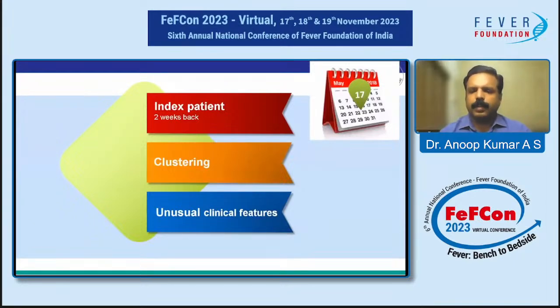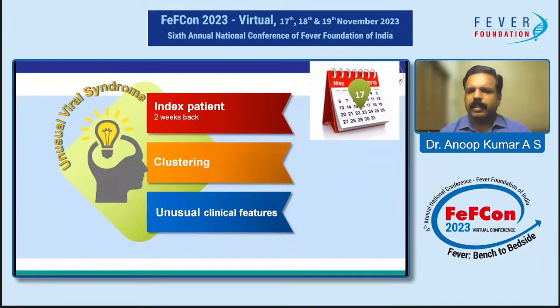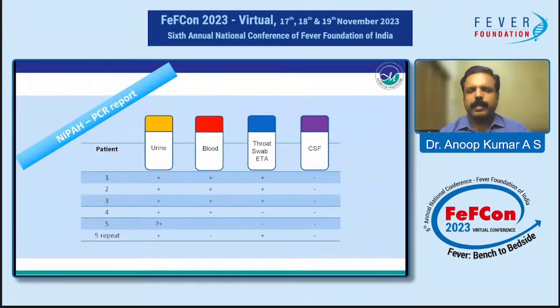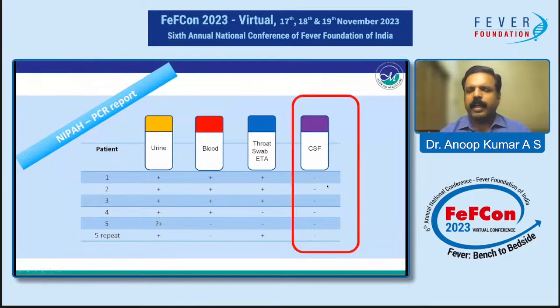So these things put together made us think about some unusual viral syndrome, and we sent the samples to the Virology Institute. And as you can see, we had 5 patients at that time in my hospital, and in all these cases, the CSF was negative. If I had been evaluating those encephalitis cases with CSF alone, I would have missed those cases. So whenever we suspect Nipah, we have to send throat swab and urine also, and CSF is not necessary.